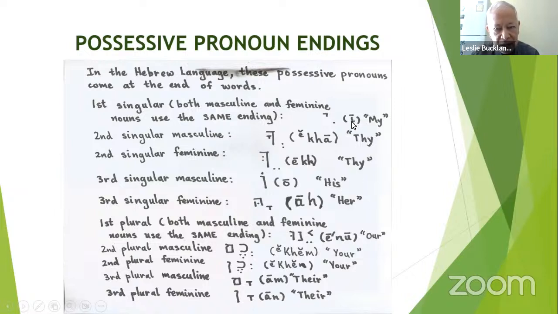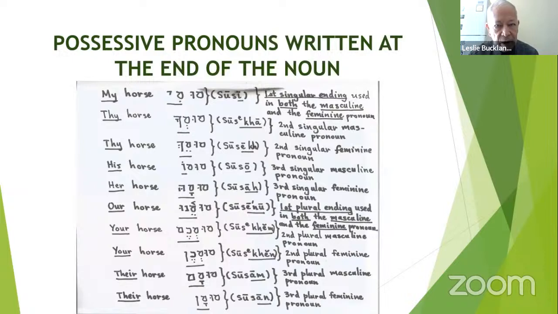So you have e, my, eka, thy, ek, thy, o, his, a, her, enu, our, ekem, your, eken, your, am, there, an, there. So these are the possessive pronouns that come at the end of nouns. And here are examples of this.